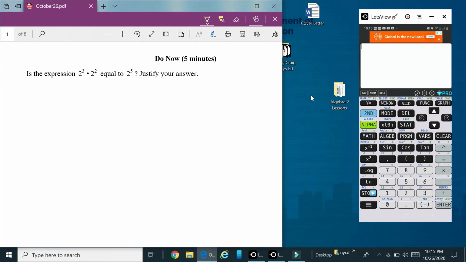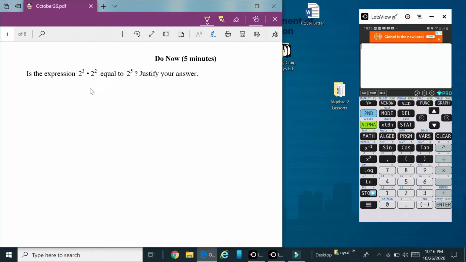All right, today's just going to be a calculator lesson. I'll probably show you the calculator, then I'm going to show you by hand what to do. If you look at the question to do now, this morning, it says the expression 2 to the third power times 2 to the second power equal to 2 to the fifth power, justify your answer.